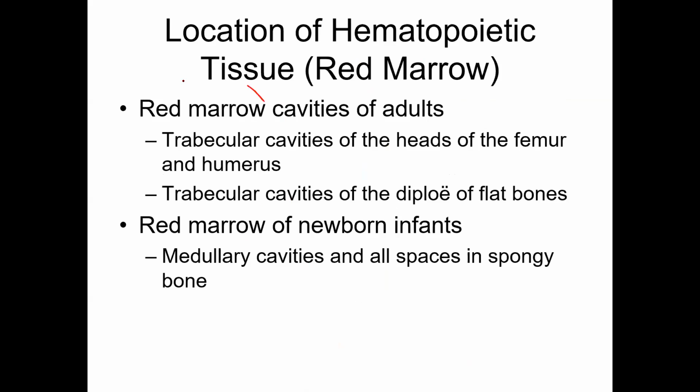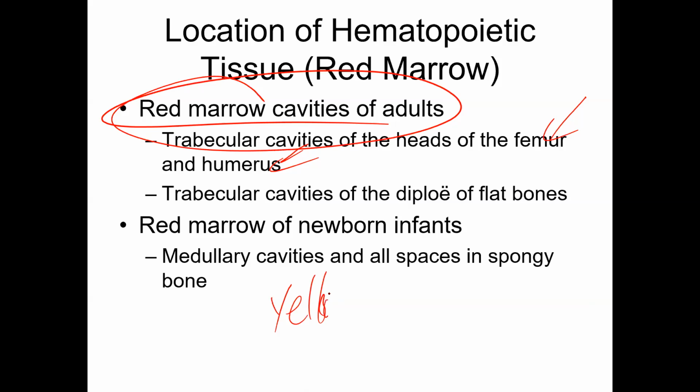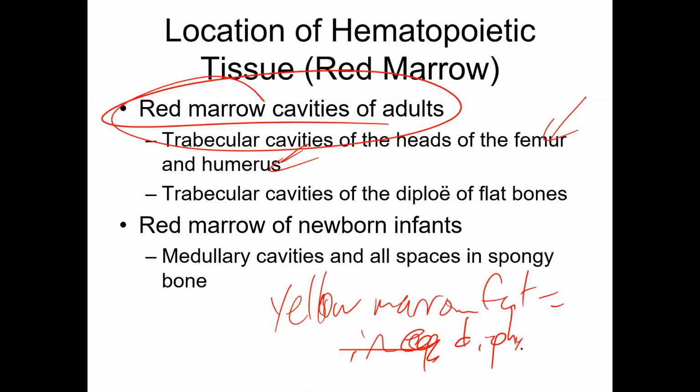Bone marrow makes blood. The red marrow makes blood. We find it in the head of the femur, the head of the humerus, the diaphysis of flat bones. In infants, it's all red marrow. Yellow marrow is fat. And it's in the diaphysis of adult bones. So now a word about bone marrow. Bone marrow, red bone marrow, makes blood.